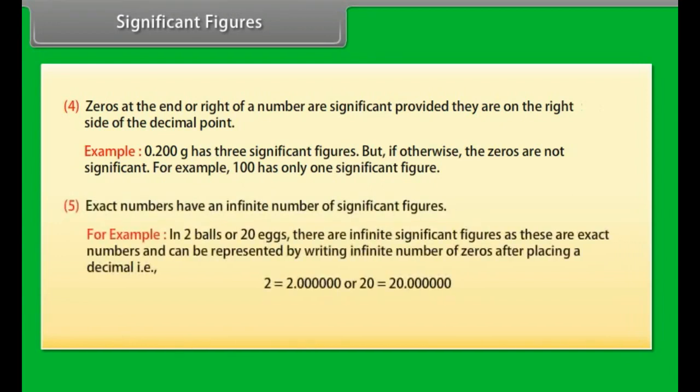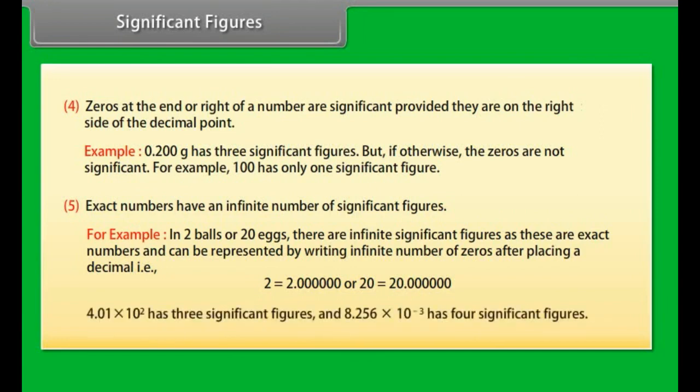For example, in 2 balls or 20 eggs, there are infinite significant figures, as these are exact numbers and can be represented by writing infinite number of zeros after placing a decimal, that is, 2 is equal to 2.0000 or 20 is equal to 20.00000. 4.01 times 10 raised to the power 2 has 3 significant figures, and 8.256 times 10 raised to the power minus 3 has 4 significant figures.